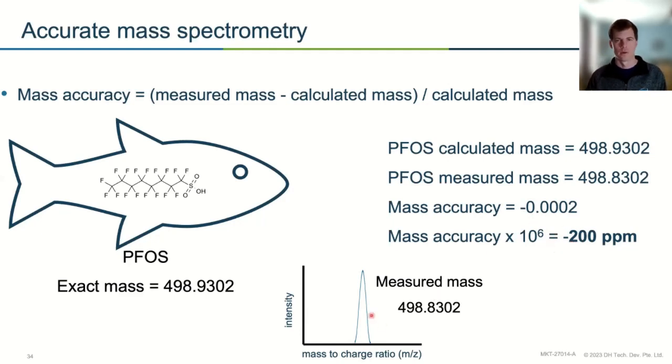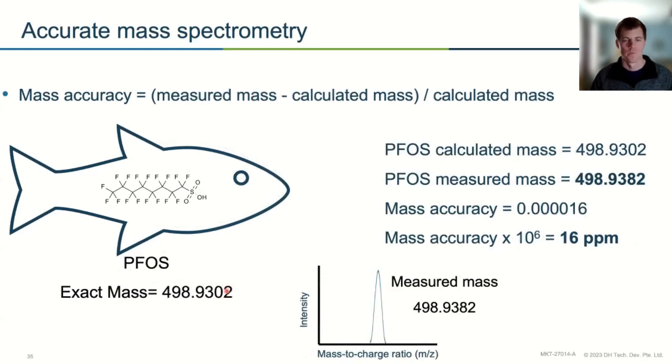This is about the error of a good quadrupole that's kind of tuned up. This is about what you'd expect. And it's not great. That's showing a lot of decimal points that are kind of meaningless in that analysis. So we need more accuracy. So when we say high resolution mass spec, we're also talking about high accurate mass spec, which is why you always also hear it called accurate mass spectrometry. So in this example, measured mass 9382 compared to our calculated 9302. So now we're down to a mass accuracy of 16 ppm.